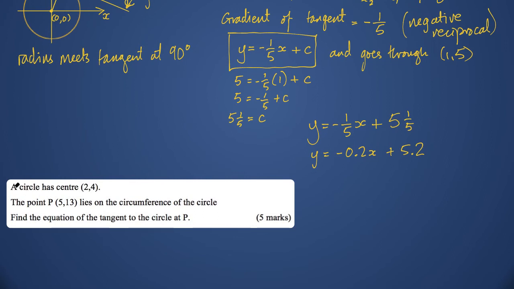So this says a circle has centre (2, 4), and the point P (5, 13) lies on the circumference of the circle. So it doesn't matter where I draw it, (5, 13) lies on the circumference of the circle. Find the equation of the tangent to the circle at P. So again, I'm thinking about this tangent line, which is going to be at 90 degrees to that radius. So the first thing I'm going to do is work out the gradient of the radius using those coordinates.